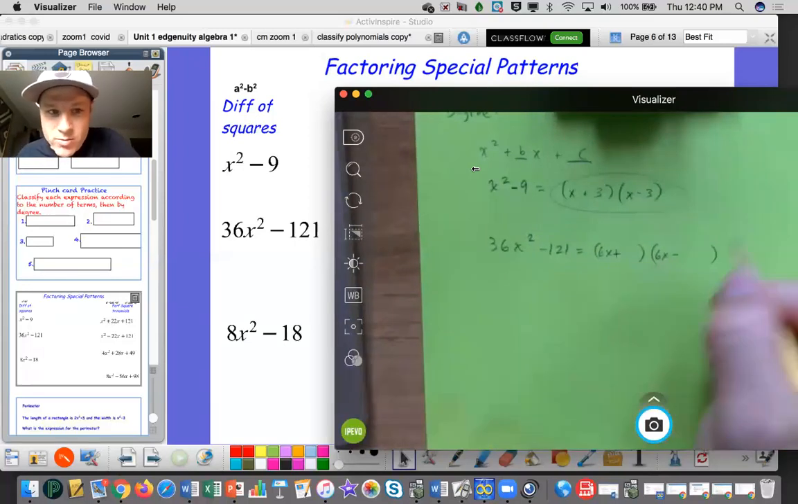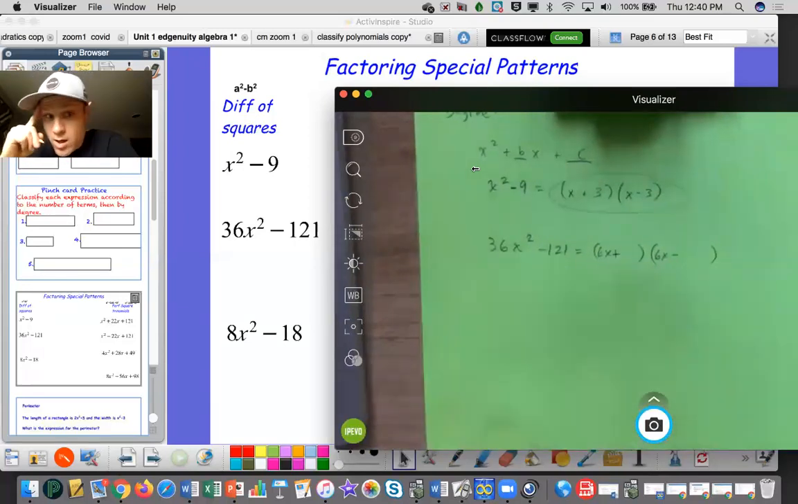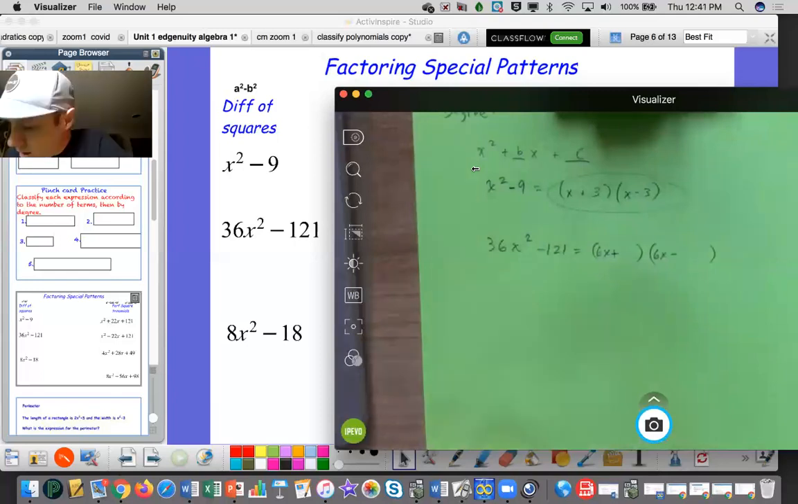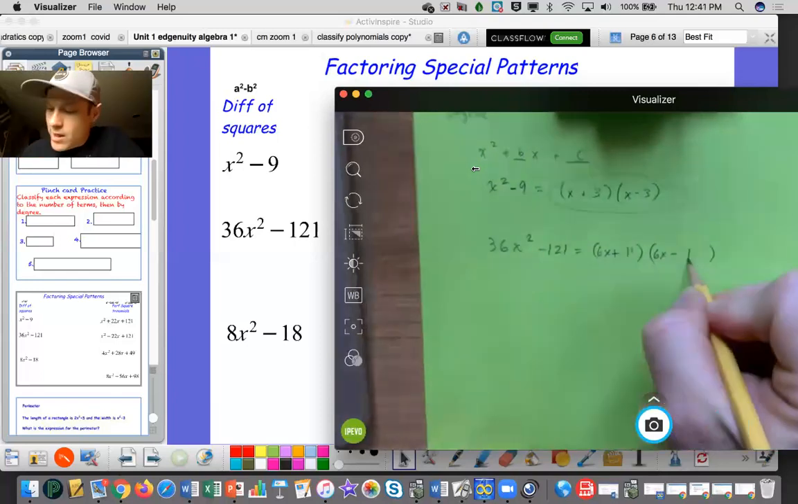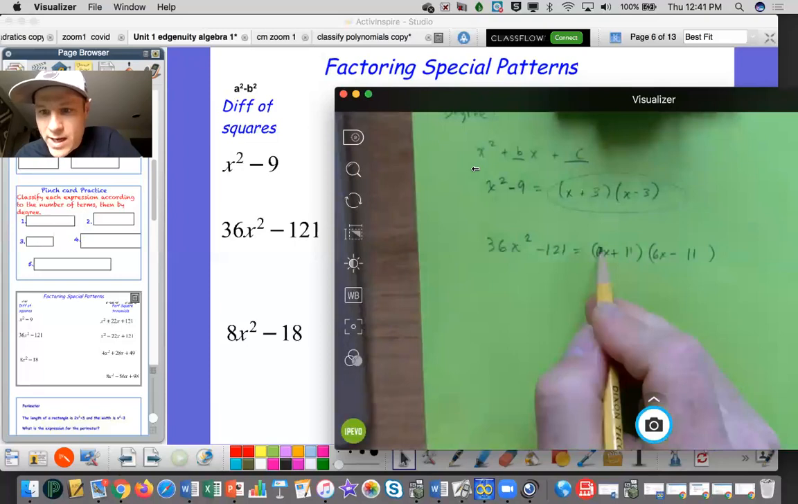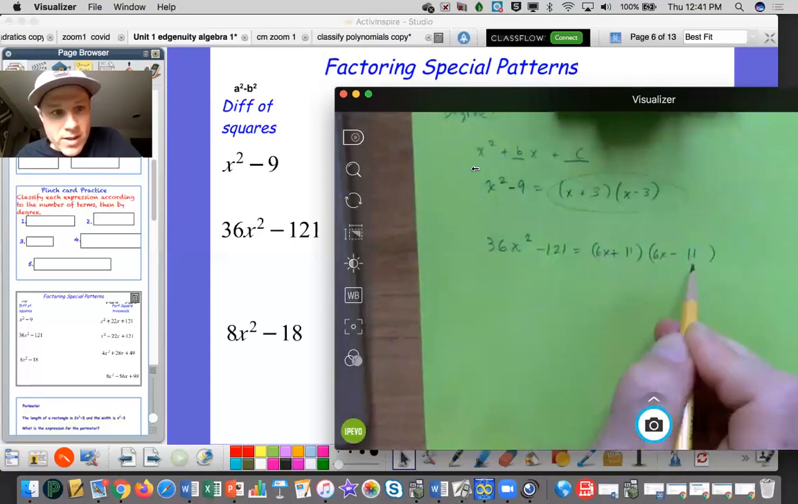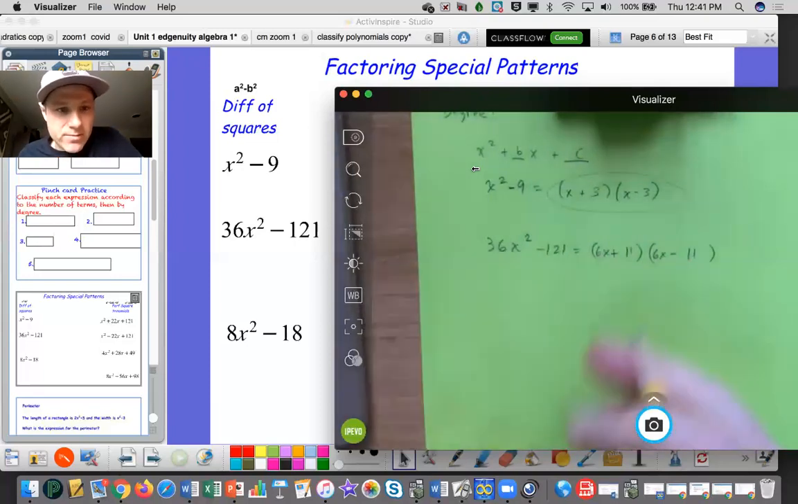So I need a plus and a minus. And what's the square root of 121? Get it up top, don't say. Ready? 11. All right. And if you were to take this and multiply it back out, you're going to get all 4 terms, but those 2 terms in the middle are going to cancel out.